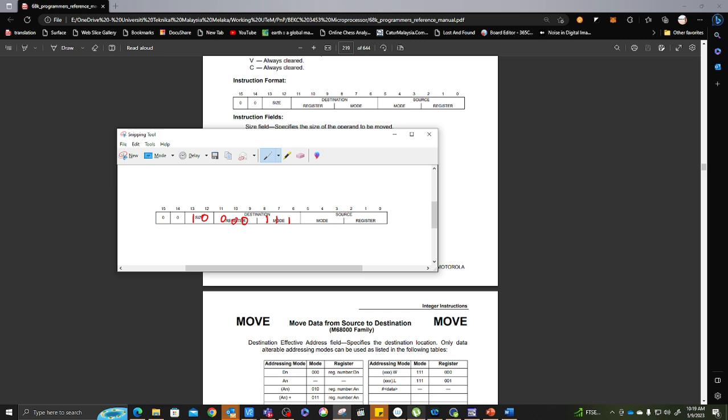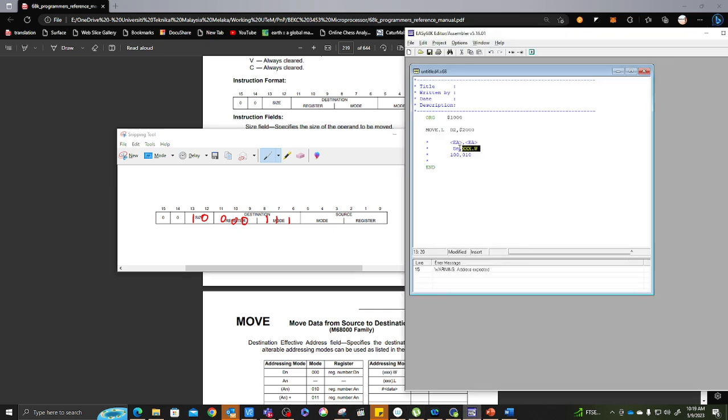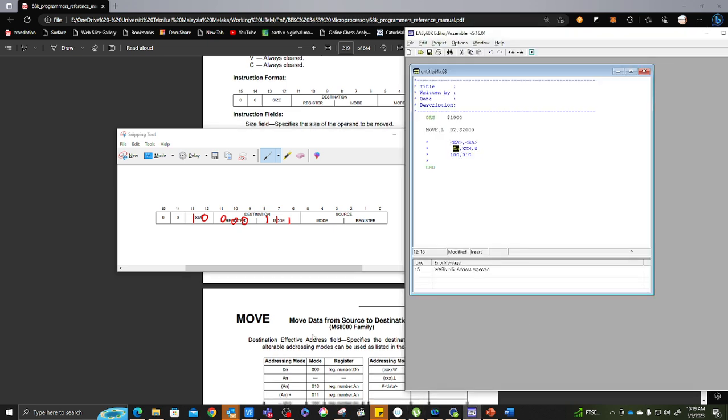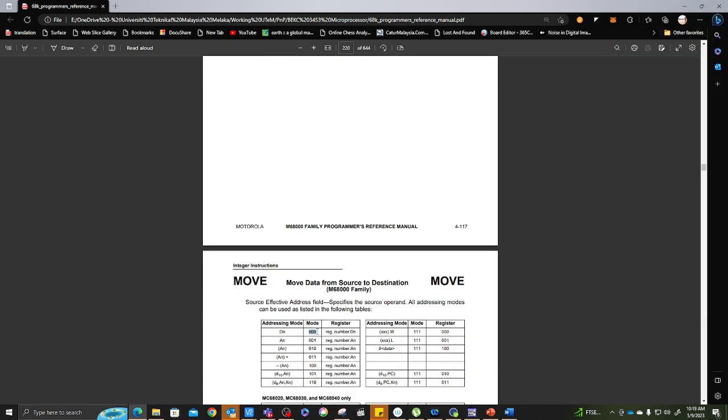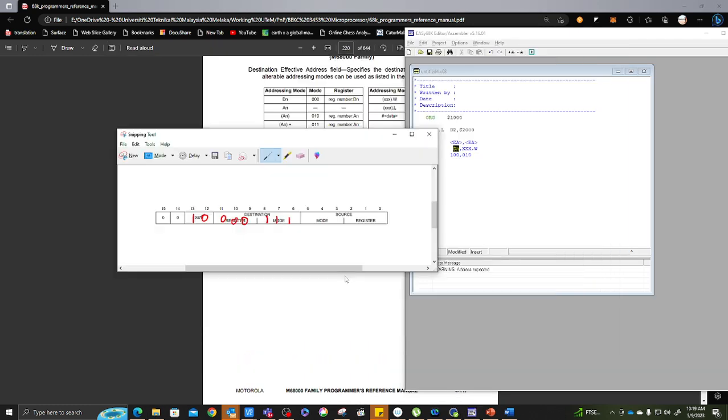Then you have the source. Source is data register number 2. So you go to data register. Here the mode is 000. Register number is number 2. So mode is 000 and data register is 2, which is 010. So change it to 0010 0001 1100 0010. Okay, you get the answer already.